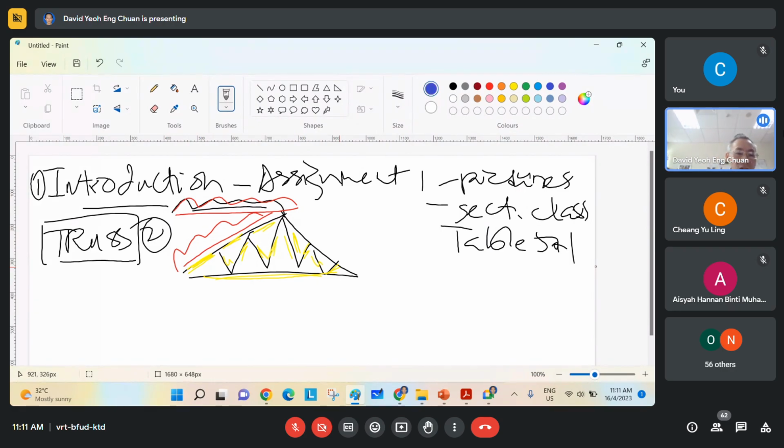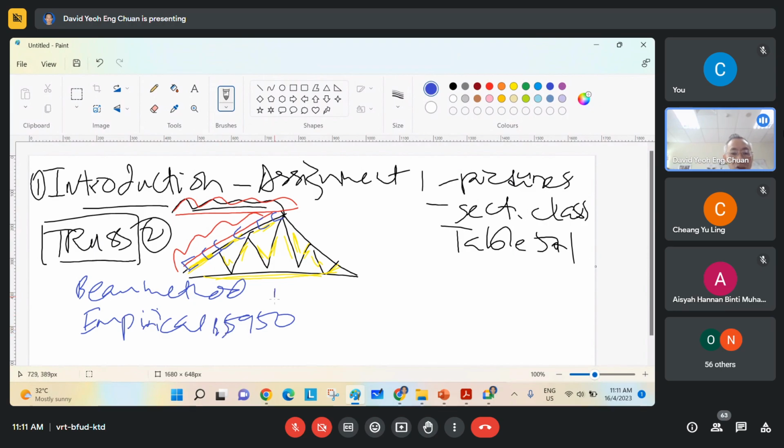Then the next thing is the purlins. Okay, you already know how to design the purlin. There are 2 methods that you could use, either the beam method or the empirical method, using BS 5950 table 27. And you know what are the criteria, the restrictions or limitations in using this empirical method.